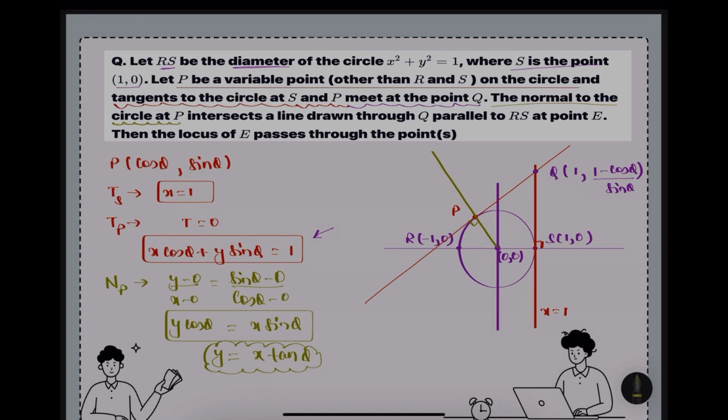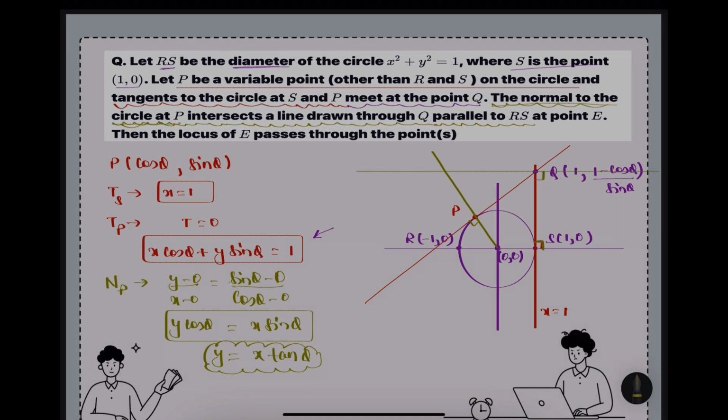Now look at this. The normal to the circle at P intersects the line drawn through Q. So through Q you have to draw a line which is parallel to RS. This was your RS, right? So parallel to this line you have to drop down a line.